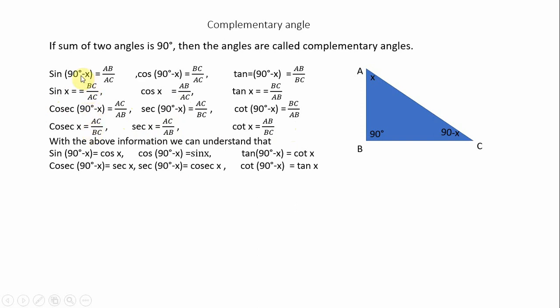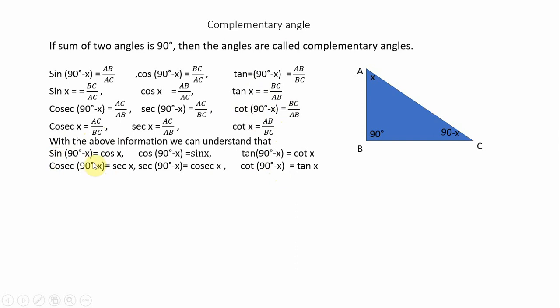Understand? Sin 90 minus x is equal to cos x, cos 90 minus x is equal to sin x, right? Cosecant 90 minus x is equal to secant x and secant 90 minus x is equal to cosecant x. Now tan 90 minus x is equal to cot x and cot 90 minus x is equal to tan x. I hope all of you understand.